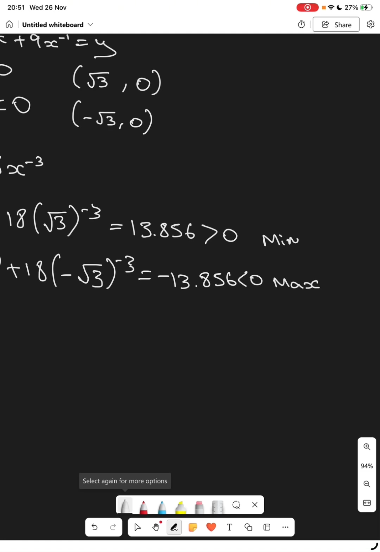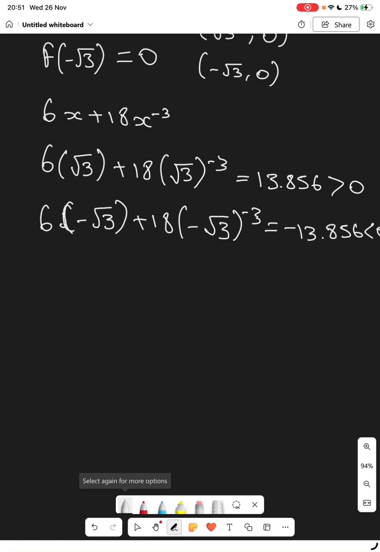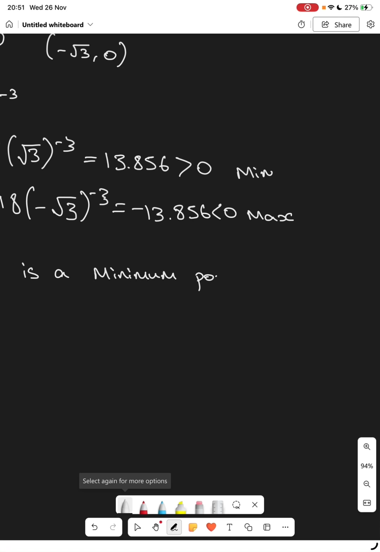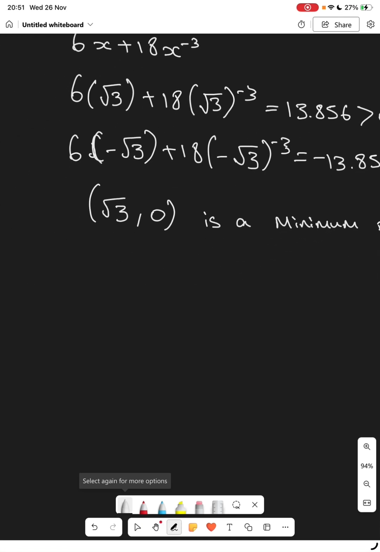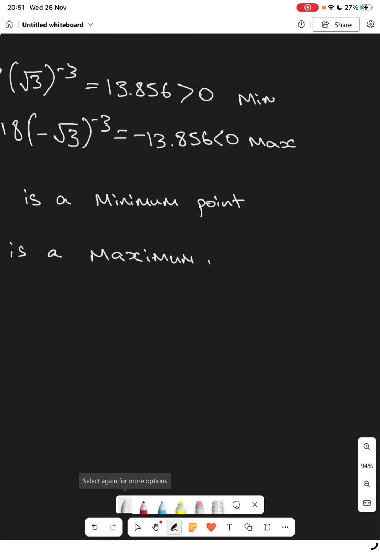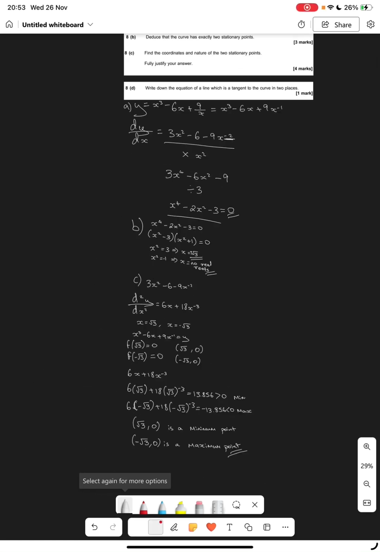So what we can do here is say root 3, 0 is a minimum point, and negative root 3, 0 is a maximum point, and you would get your answers.